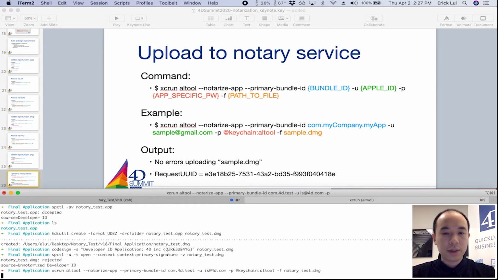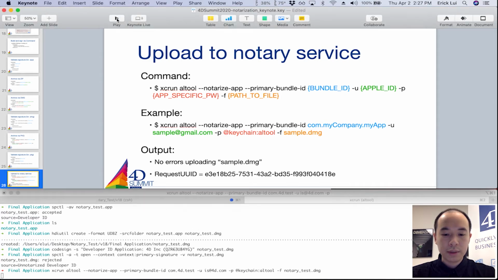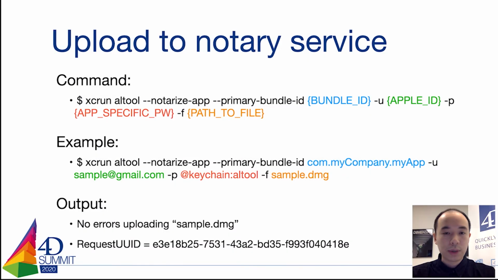Based on the size of your application and your network upload speed, this may take a little bit of time. I'm going to let it run in the background while we continue. But if everything goes well with the upload, you should see something like this below in the output saying no errors uploading this application. And you'll receive this request UUID. Every application you upload will have its own request UUID, which you can use to check the notary status later.